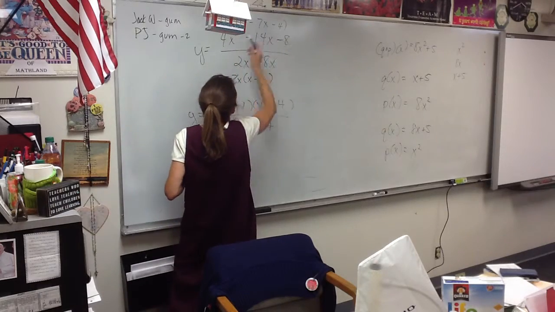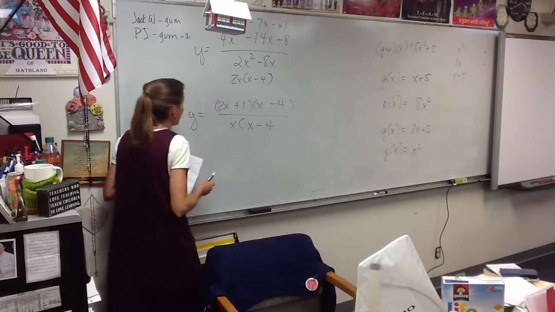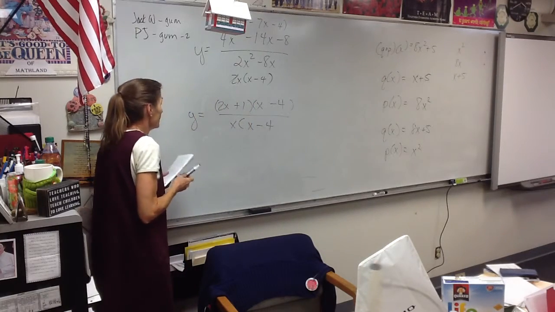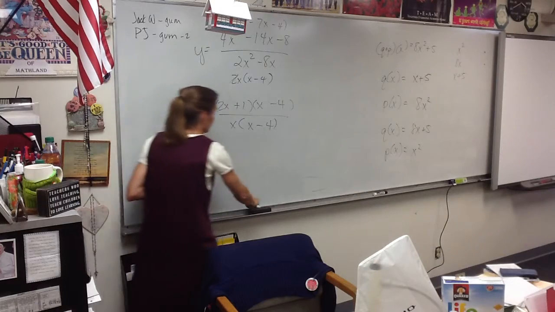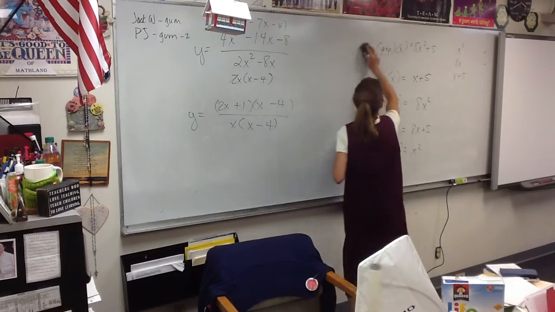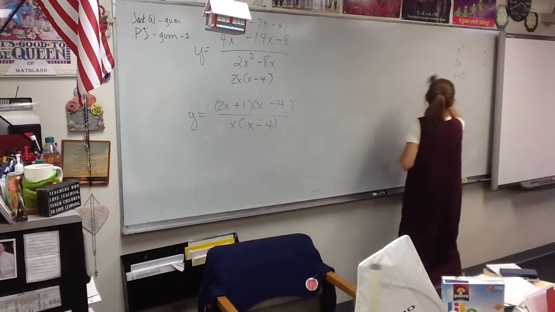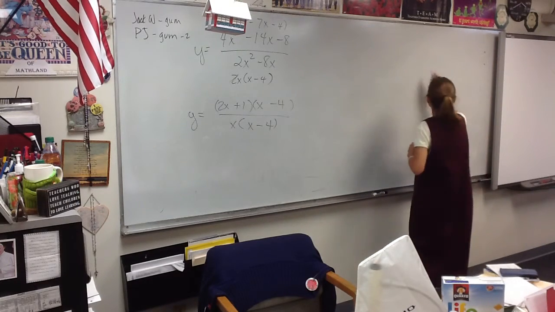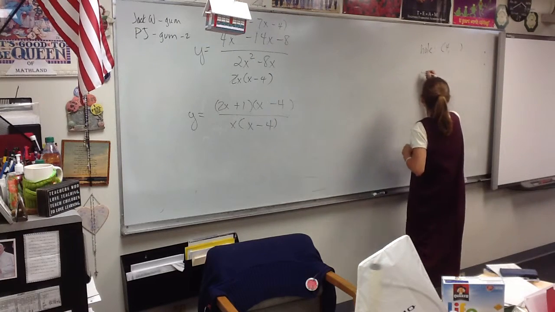So I factor that, the 2x out down here. Okay. All right, so what do I notice happens? I'm going to have a hole, and the hole is going to be where? Where x equals 4 is the point.